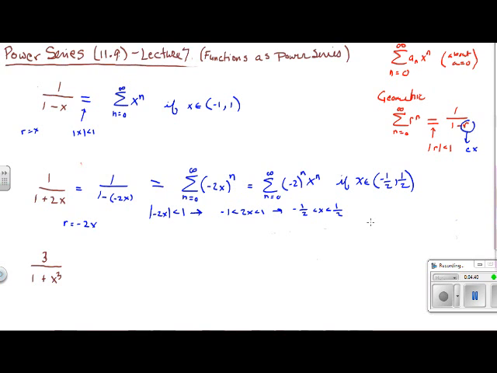Okay. Now let's look at this other example here. This is a little bit different. Remember, we're looking for something that looks like 1 over 1 minus r first.